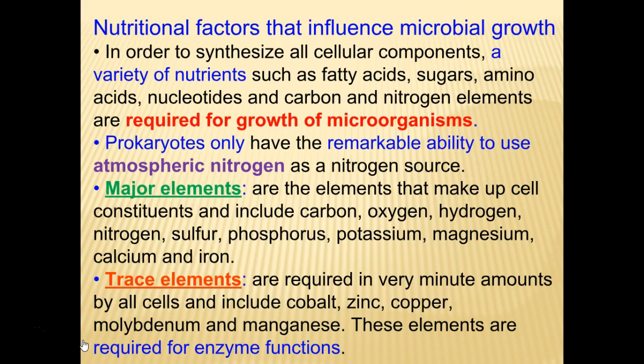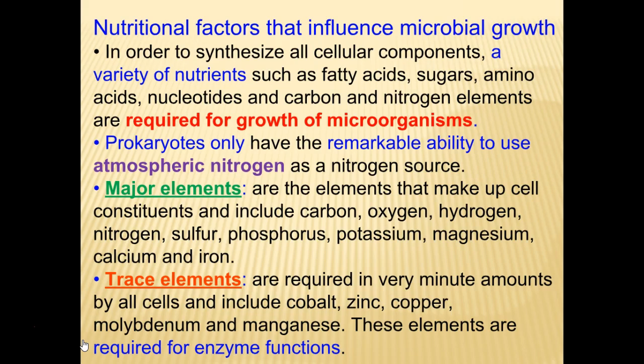Prokaryotes have the remarkable ability to use atmospheric nitrogen as a nitrogen source. So they're very lucky. We can't. The major elements are the elements that make up the cell constituents and include carbon, oxygen, hydrogen, nitrogen, sulfur, phosphorus, potassium, magnesium, calcium, and iron. The big ones are CHOPN, CHOPN, CHOPN. That's a little acronym that you can remember.